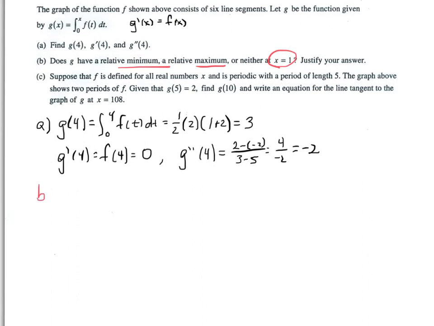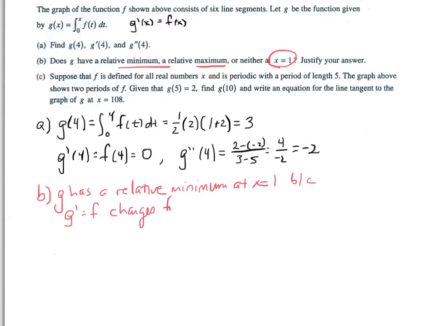So for part B, we're going to say g has a relative minimum at x equals 1 because g prime, which is f, changes from negative to positive at x equals 1. Okay, and that is it for part B.